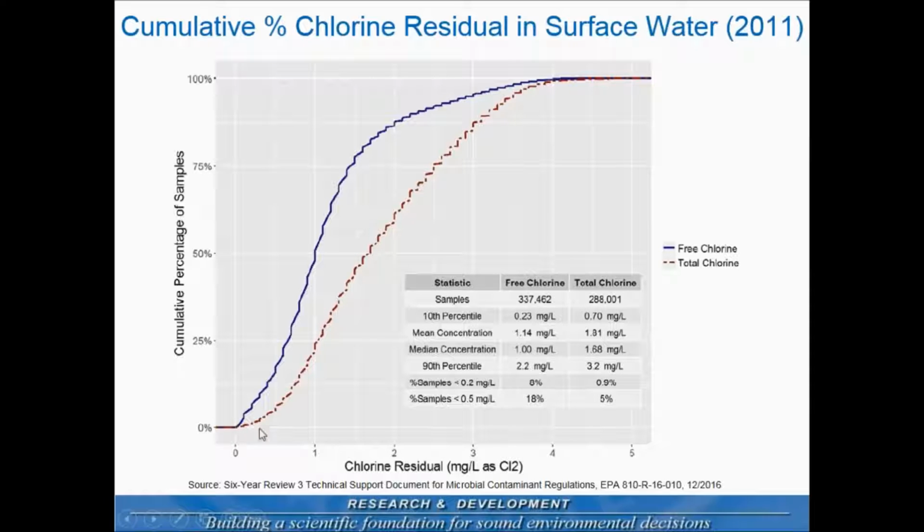And what I want to draw your attention to is down here at the bottom. And since we can't zoom in on this data, let's go look at the table and see that the percent of samples less than 0.2 for free chlorine are 8%, and for total chlorine are 0.9%. And the percent of samples less than 0.5, 18% of free chlorine samples, and 5% of total chlorine samples.